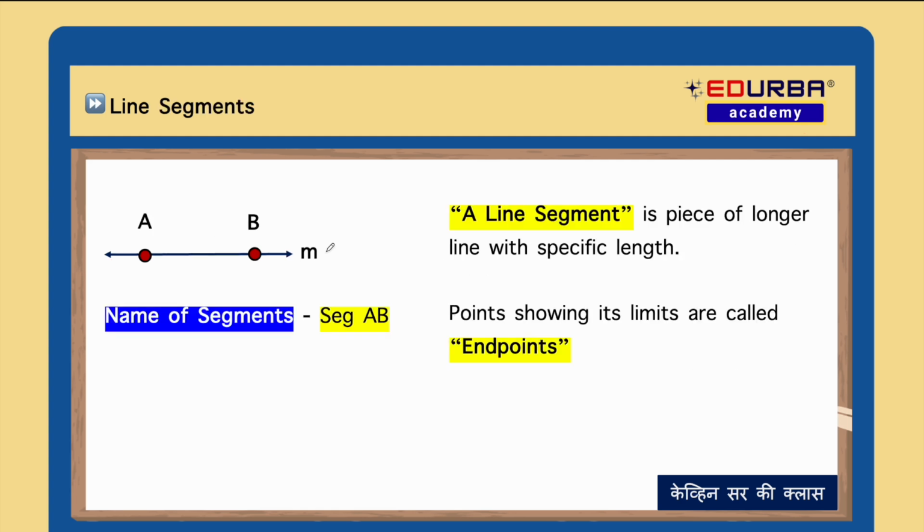A line segment is a piece of longer line or a ray, and it has a specific length. In our example, line AB or line BA has a segment AB which is shown as seg AB. SEG is a short form of segment. Points A and B, which are showing the limits of the segment, are called end points of the segment.